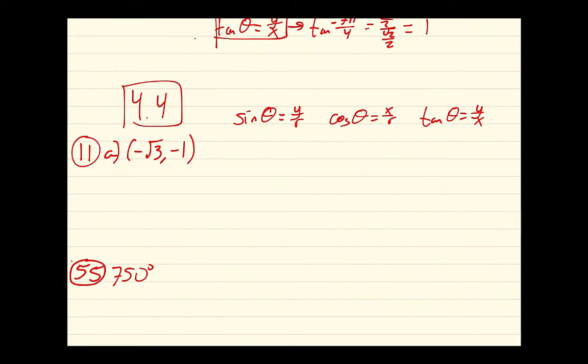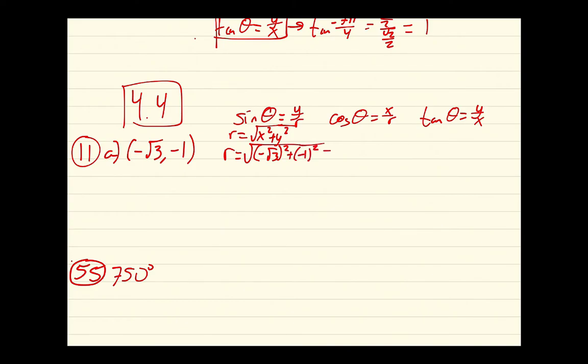So for example, on number 11, I'm just choosing to do letter A. It gives you a picture of negative root 3 comma negative 1, but I'm just going to use those coordinates. You also need to remember r, which I'll define up here. r is equal to the square root of x squared plus y squared. You're essentially doing the Pythagorean theorem or the distance formula, same thing, to find the distance from the origin to that point. So in our case, it's the square root of negative root 3 squared plus negative 1 squared.